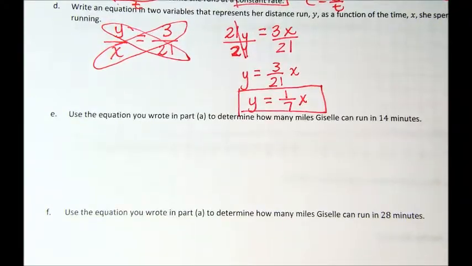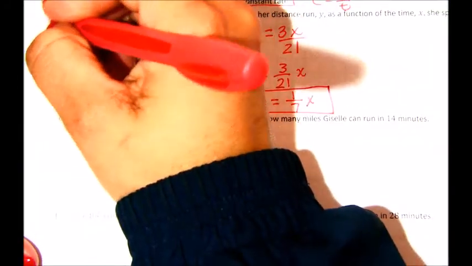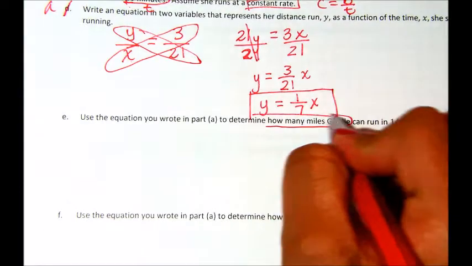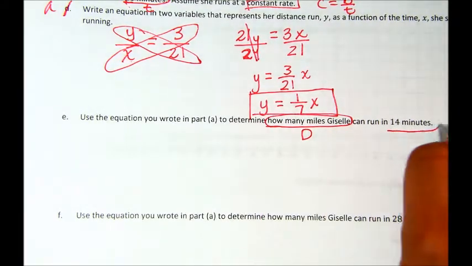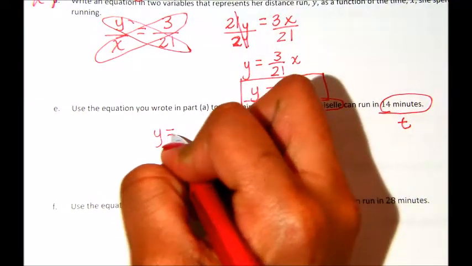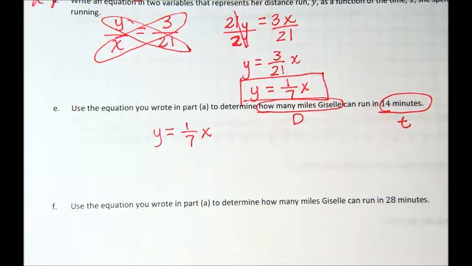All right, let's go to the next exercise. Use the equation you wrote in part A. So my numbering got off. All right, so this is part B. Use the equation you wrote in part A to determine how many miles Giselle can run in 14 minutes. Okay, so we want to know the distance she can run in this amount of time. So step 1 is to write the equation that I've been given to work with. I know that step 2 is always to substitute in the variable I'm solving for.